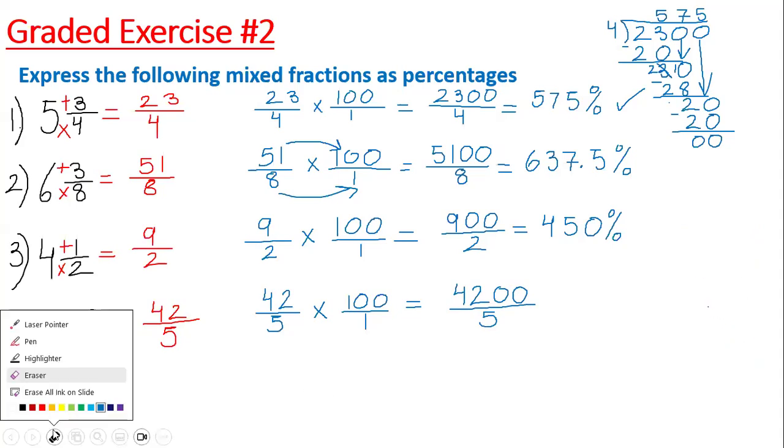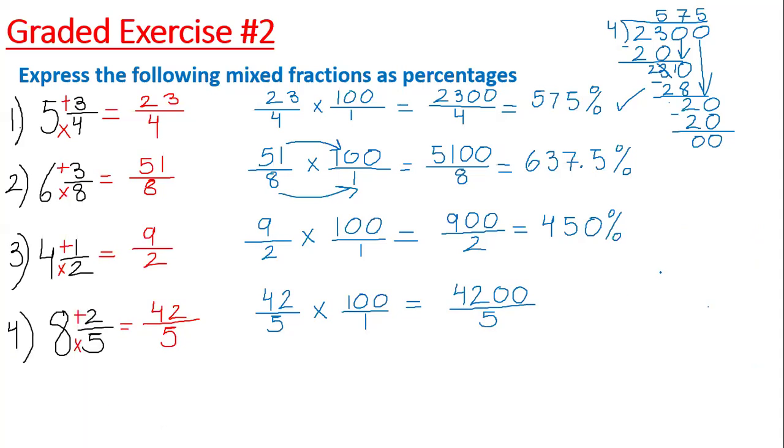And so we say 5 into 4,200. How many times does 5 go into 42? 8 times, very good. 5 times 8 is what? 40. And so we have 42 minus 40, which is what? 2. It's going to be 2.